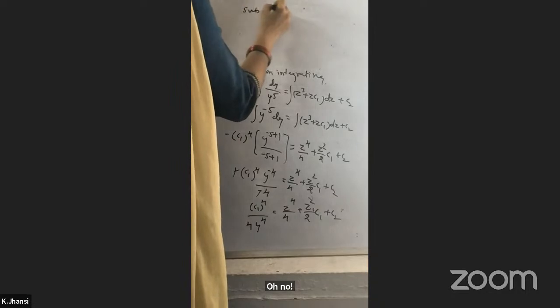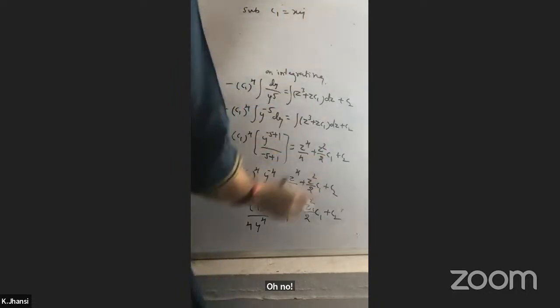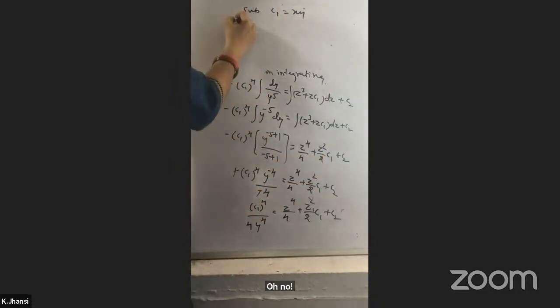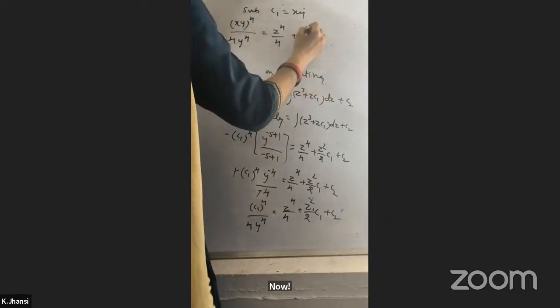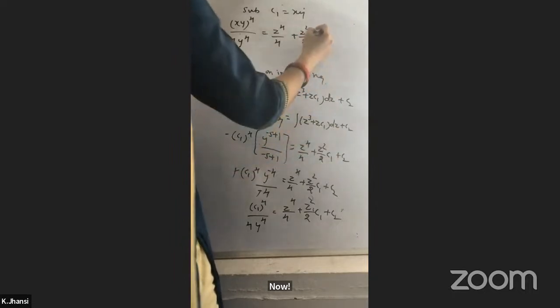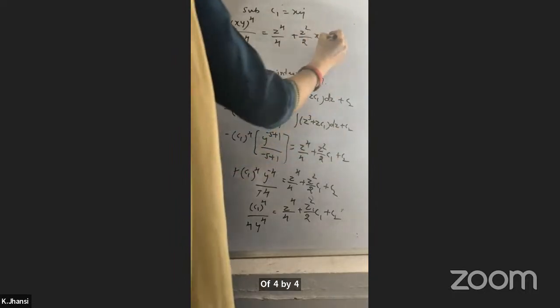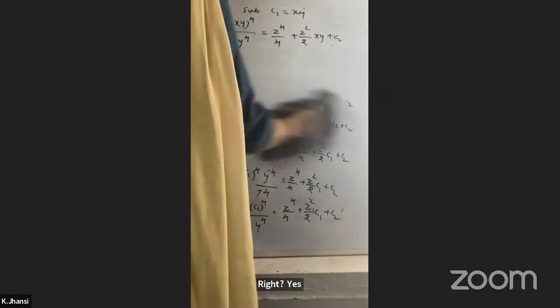Now substitute c1 equals xy. So here if you take xy to the power of 4 by 4 y to the power of 4 is equals to z to the power of 4 by 4 plus z square by 2. Again here C1 means xy, plus C2. This is also a very lengthy one.